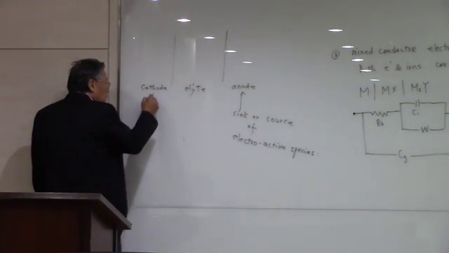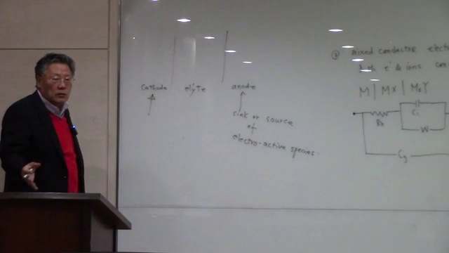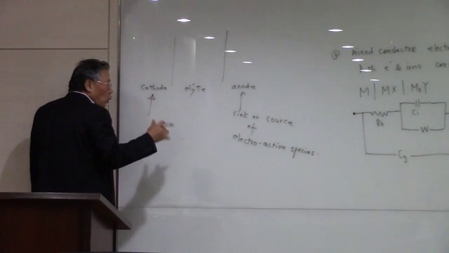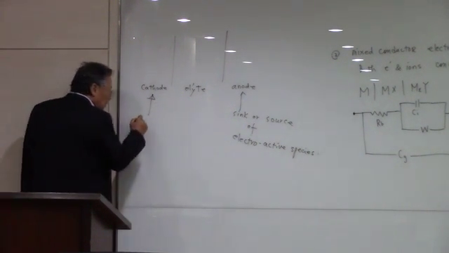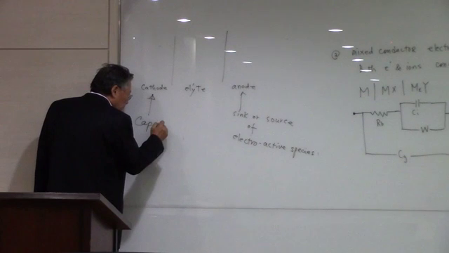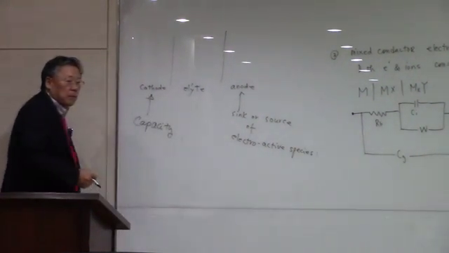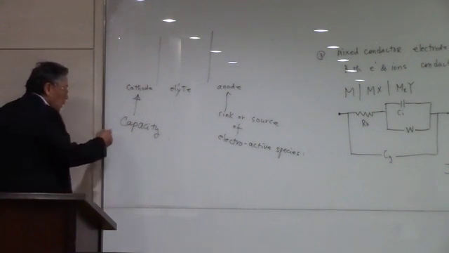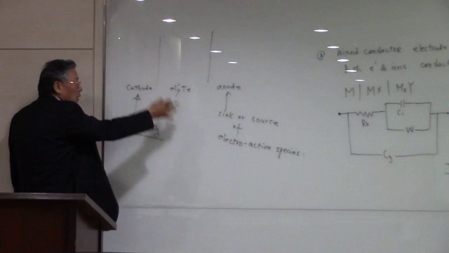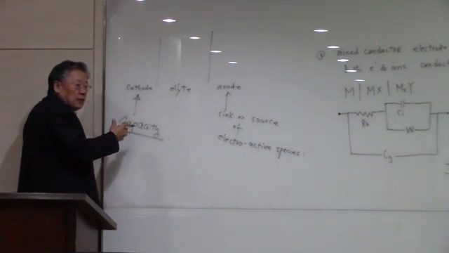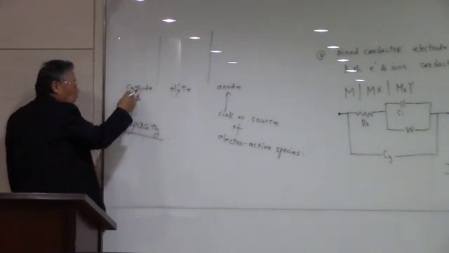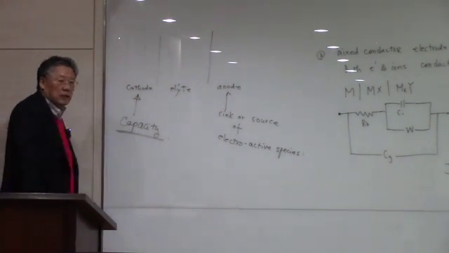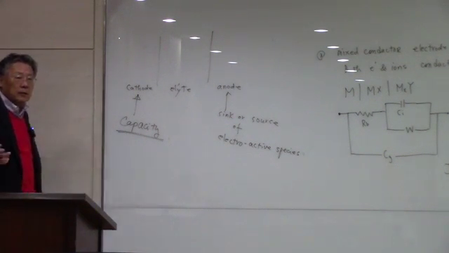But the cathode is not a sink or source. The cathode is the material which determines the capacity of the batteries, of the system. In other words, how much lithium can be contained is going to determine the capacity of the batteries.